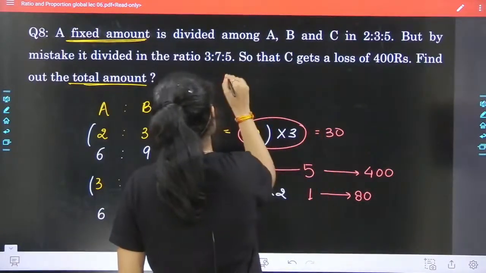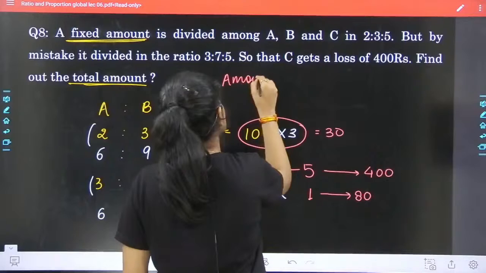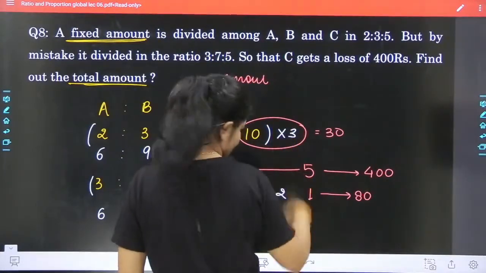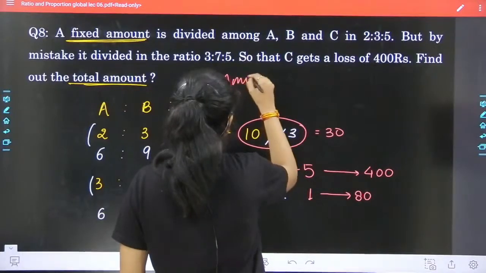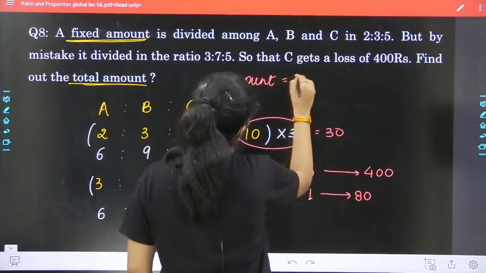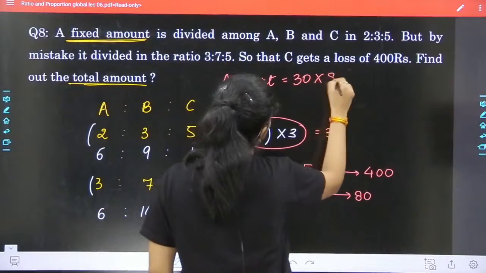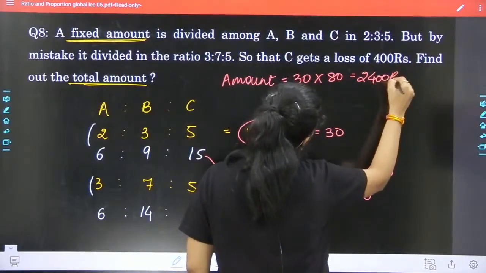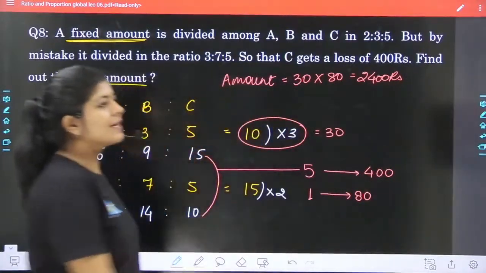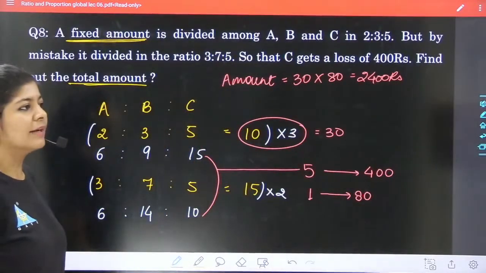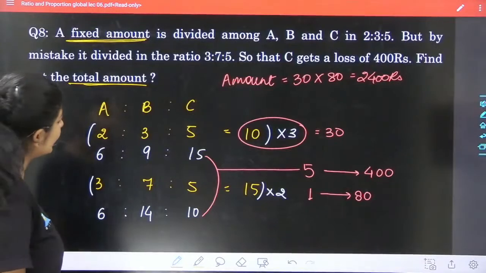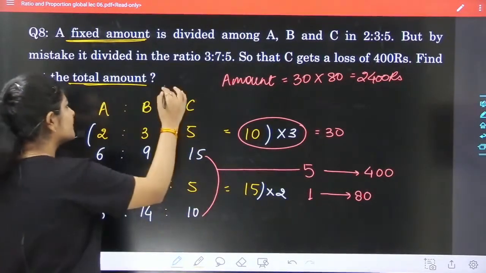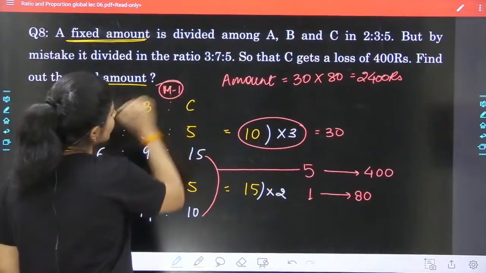So just to calculate the final amount, what do I have to do? I have to multiply 30 by 80 to get our answer as 2400 rupees. So the fixed amount is 2400 rupees. Is it clear? Okay, this is our method number 1.